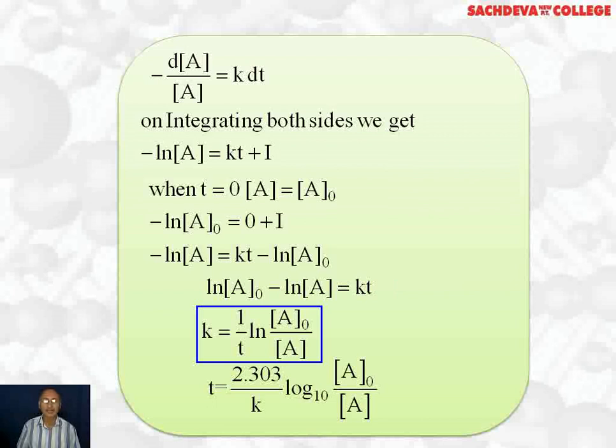A0 divided by A. Now we want to convert this log to the base e to log to the base 10. We have to multiply it with 2.303. So we get t is equal to 2.303 divided by K log10 of A0 divided by A.